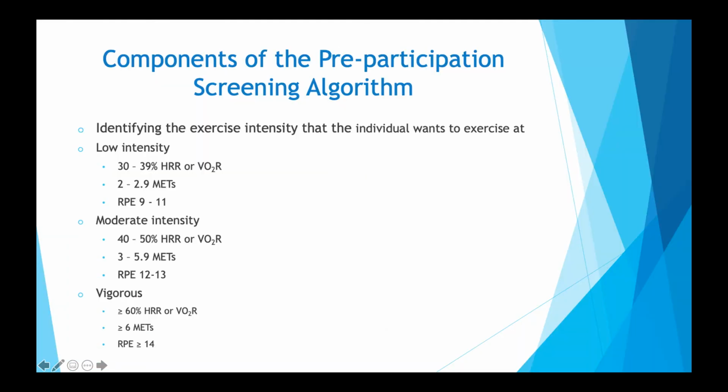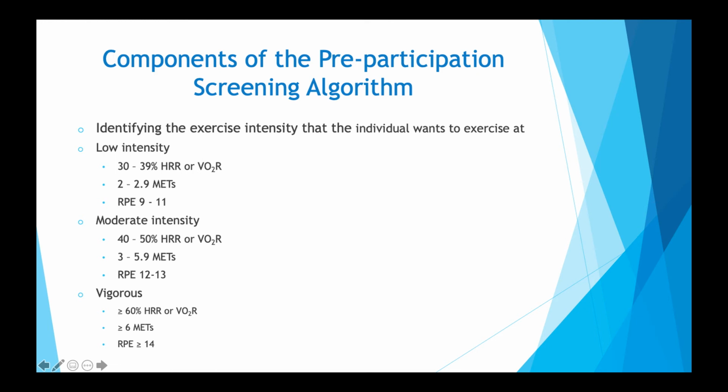The final component of the ACSM pre-participation screening algorithm is finding out the exercise intensity that the individual wants to exercise at. Identifying the desired exercise intensity is very important. Individuals can exercise at light, moderate, and vigorous intensities. At the bottom of the algorithm, it discusses exercise intensities for each intensity.